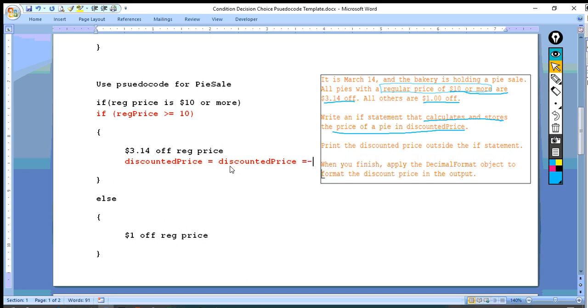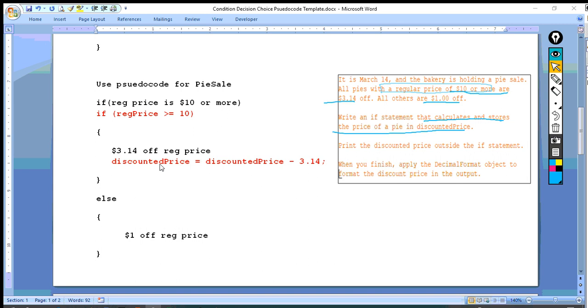minus, and of course this is not working out for me, so I'm going to have to pause the video again. And so what we see here is that the discounted price is going to be assigned whatever the current discounted price is, oops, I blew that. It's not going to be the discounted price, it's going to be regular price. It's going to be whatever the regular price is, because that's what we're taking the $3.14 from. We're reducing the regular price. So it's going to be whatever the regular price is, and we're going to subtract $3.14, so the customer gets $3.14 off of their regular price.